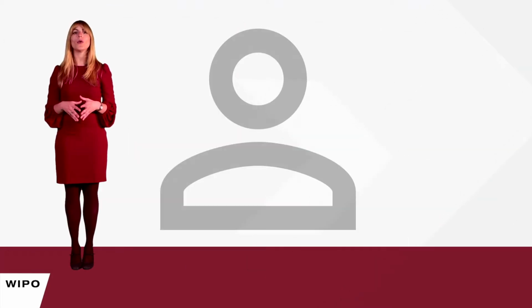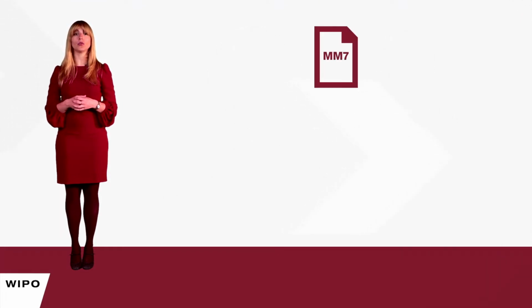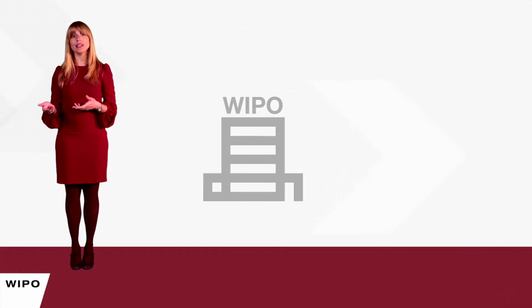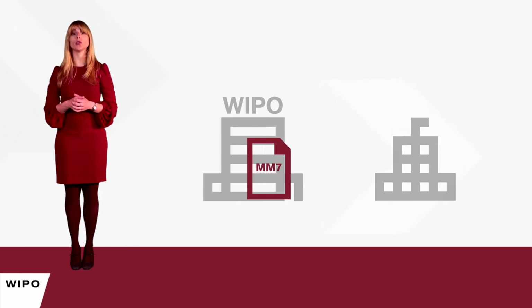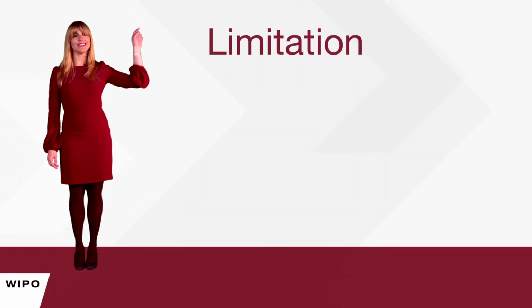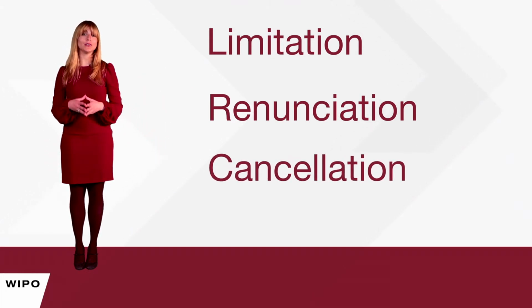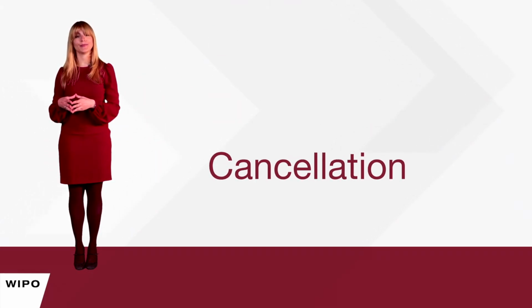The holder, or the recorded representative if there is one, can request restrictions by submitting the relevant form to WIPO, either directly or through the IP office of the contracting party of the holder. Types of restrictions. There are three ways to restrict the list of goods and services of an international registration: limitation, renunciation, and cancellation. Each restriction has different effects.